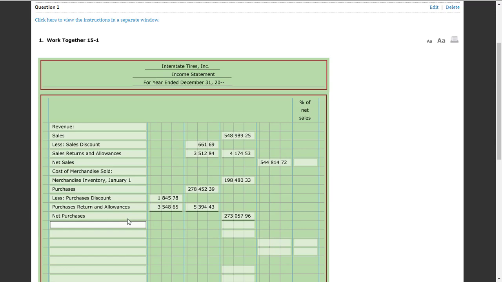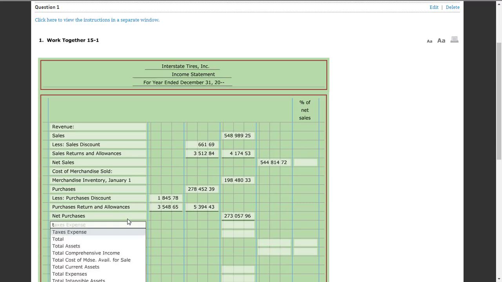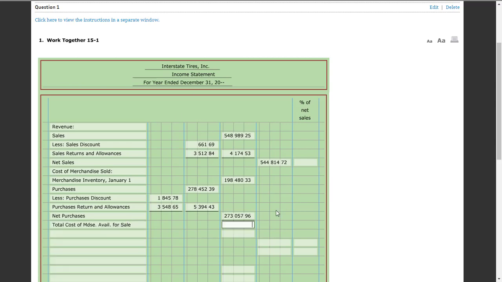Okay. Now, we have to figure out the total cost of merchandise sold. So what I need to do is go through and add those two together, and that's going to give me my total cost of merchandise available for sale. So I'm going to take the 198 and the 273, add the two together, and that gives me my total cost of merchandise available for sale.